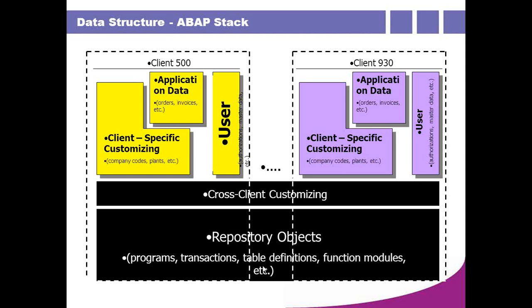Let us say you define a custom table. At that time, if a user in 500 client tries to store data, will it also be visible in 930? Not the data, but just the structure. The structure will be visible, but the data can't. Based on the mandate field, it will be stored. Yes, exactly. I will explain that.